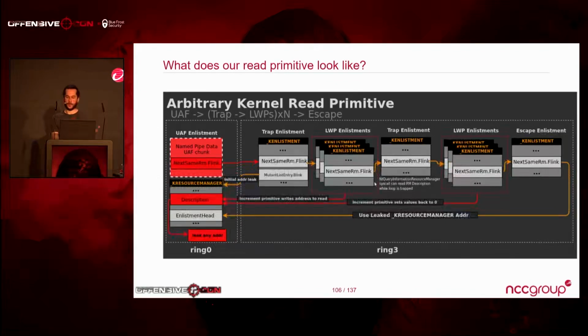So now we've done the leak. It finished with the trap enlistment. We can restore the previous value of the description once we're done with the leak. So now we have our arbitrary leak primitive working.